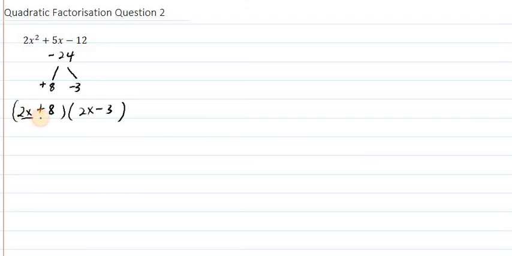There's a common factor inside of this bracket, which is 2. So 2 divided by 2 is 1, so x plus 8 divided by 2, 4. So the answer is 2x minus 3 by x plus 4.